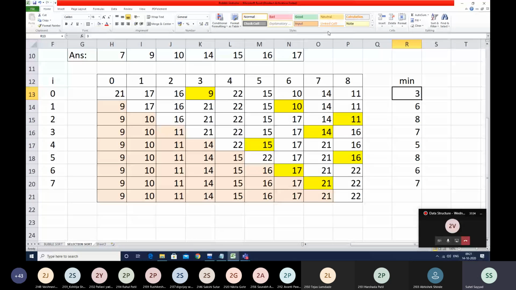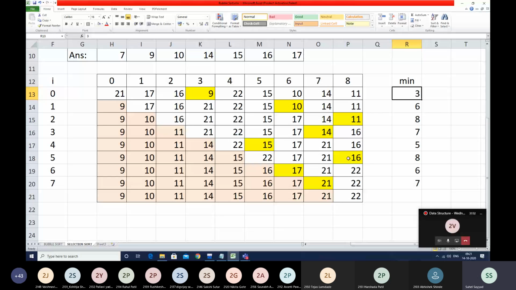In the first iteration, it is between a of min and a of 0. In the next iteration, it is between a of min and a of 1. Then in the next iteration, it is between a of min and a of 2, and so on. Correct? Now also we should understand this, my dear students.